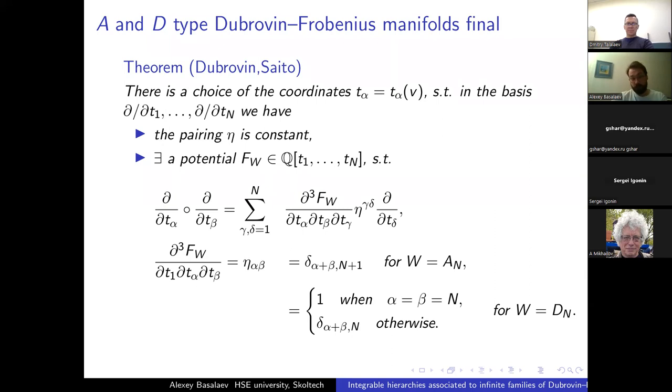I did not tell the story of how to find these variables. Actually, it's the change of the variables. How to expand it is actually not that easy. But it was an invention of Kyoji Saito that the pairing is in fact flat, so that there are such coordinates. And then Dubrovin found the way to write the potential F. The potential itself now fully describes the structure of this Dubrovin-Frobenius manifold of A or D type. So it's now all gathered in one function.